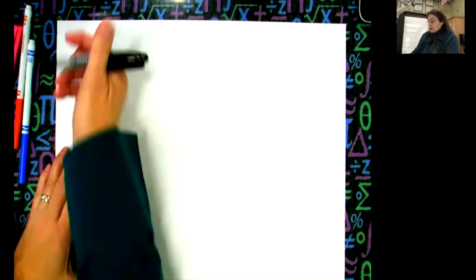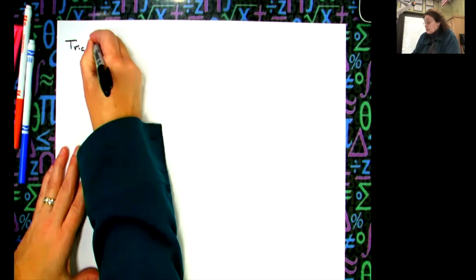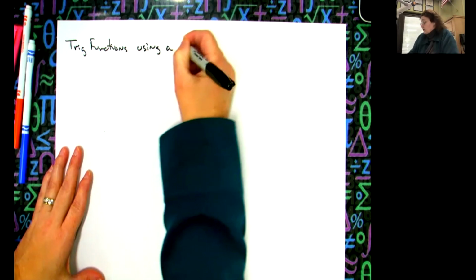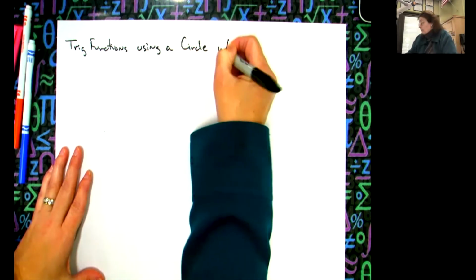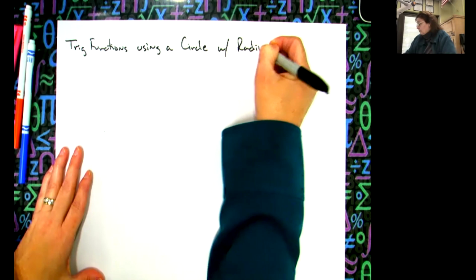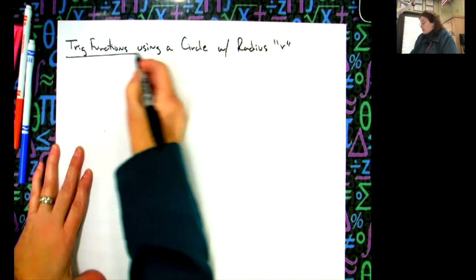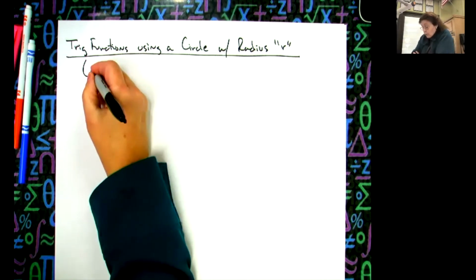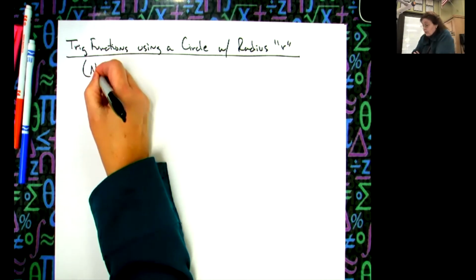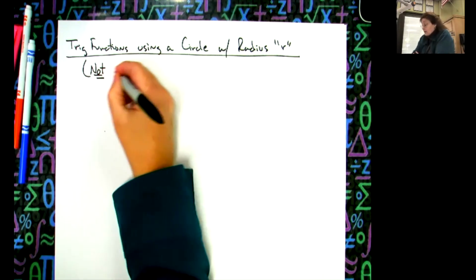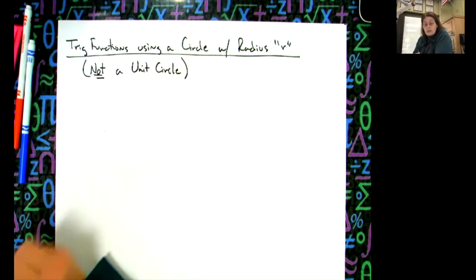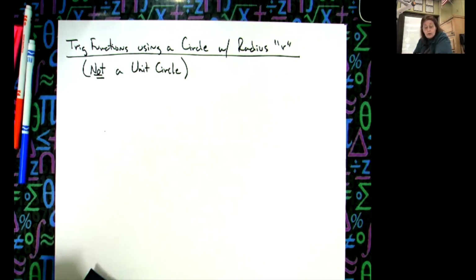So let's write down the definitions that we have to memorize first. These are going to be our trig functions using a circle with radius r. Our radius can be anything, any radius that we want. Let's be a little bit more specific so that you don't get these confused with our other formulas. This is not a unit circle. You will not use these definitions if they tell you in the problem that you have a unit circle.